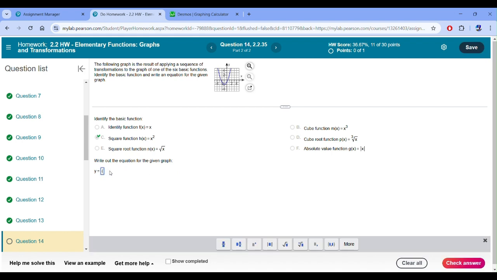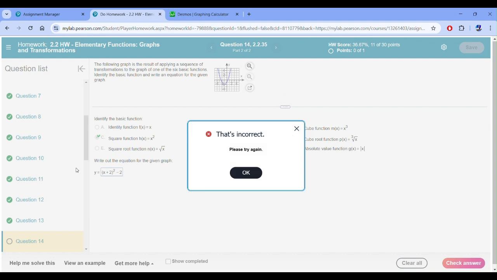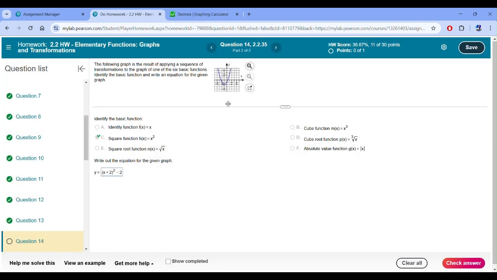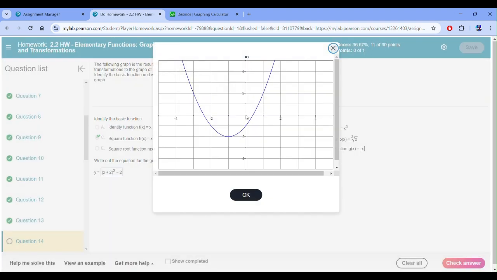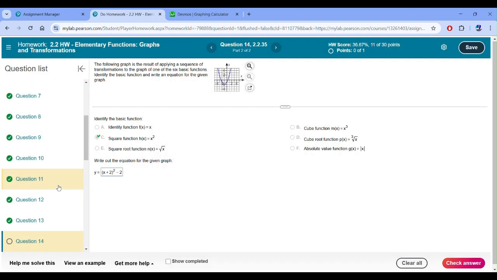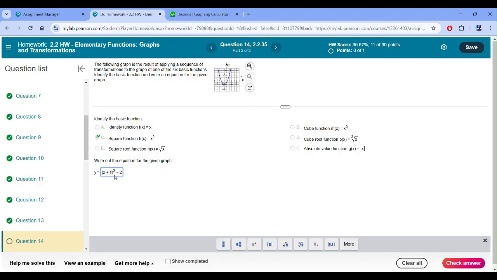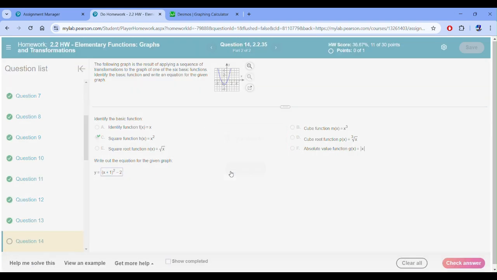I think it was parentheses x minus 2, no, plus 2 because I shifted left 2 units, plus 2 parentheses squared, and then minus 2 because it went down 2 units. Write out the equation for the given graph. Oh, I'm sorry, this is a plus 1. That's why I got it wrong. It shouldn't be plus 2, it's plus 1. Minus 2. There we go.